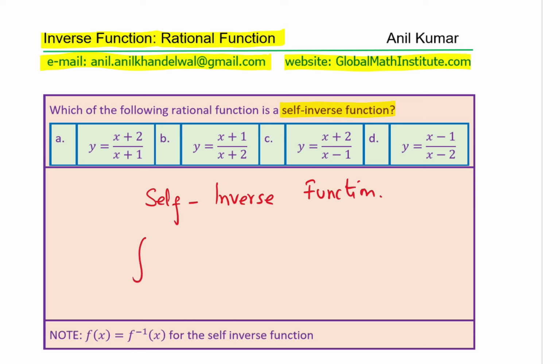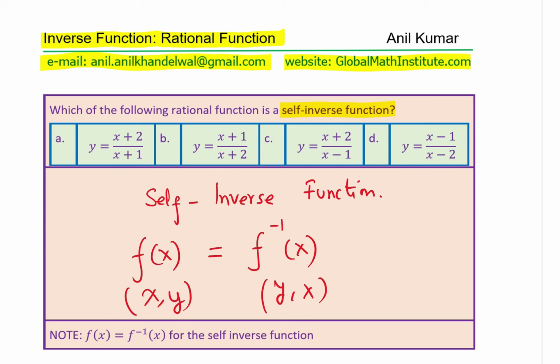That really means that if f of x is the function, then it is equal to the inverse of its function. Correct? That means if the point (x, y) is on f of x, then a point (y, x) is on f inverse of x. So that is the gist of it. Now, you can pause the video, answer this question, and then look into my suggestions. Correct? So that's what this means.